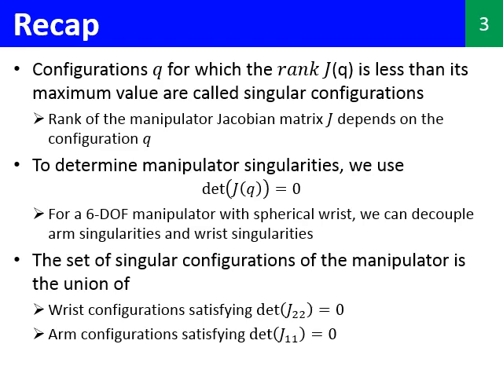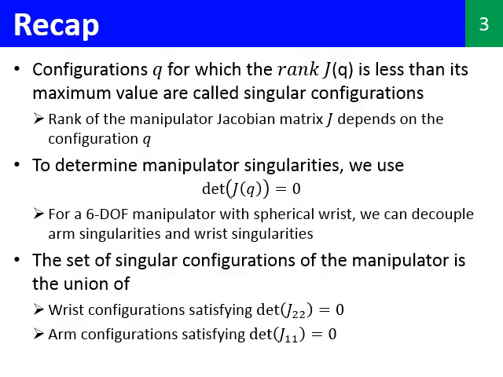Last time we mainly looked at the manipulator singularities. So the configurations where the rank of the Jacobian matrix is less than its maximum value were called singular configurations. And the rank of the J matrix is not a constant and it depends on the configuration at that moment.